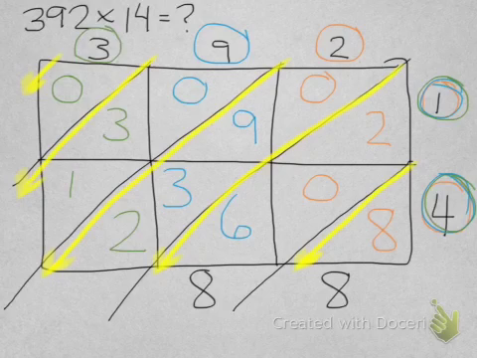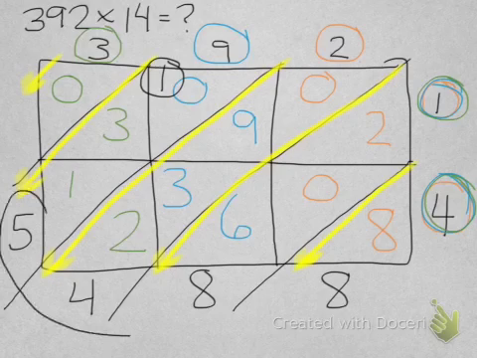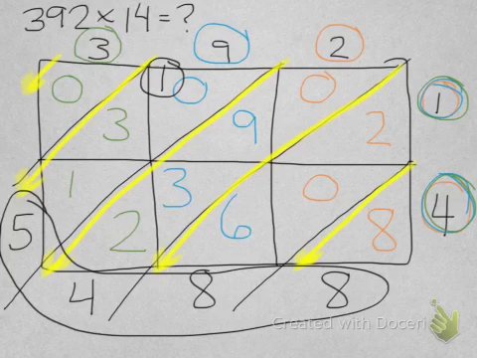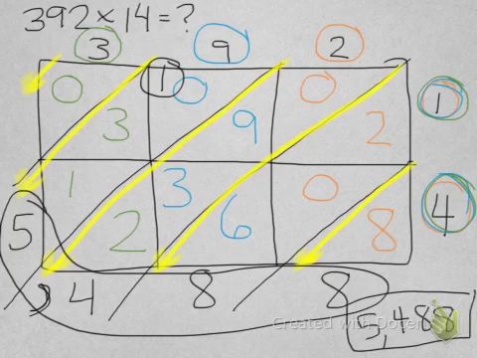9 plus 5, 9, 10, 11, 12, 13, 14. Carry that 1. 3, 4, 5. And I don't need to bring the 0 down. I can just keep it where it is. Now my full complete answer is 5,488. I found the product, 5,488.